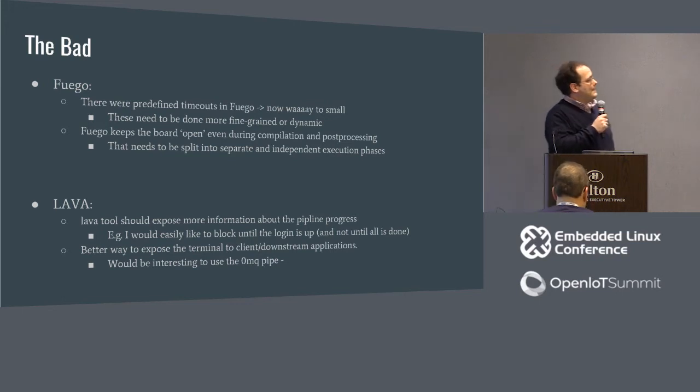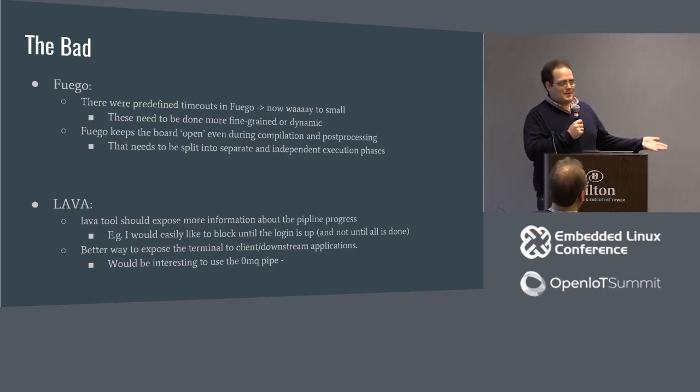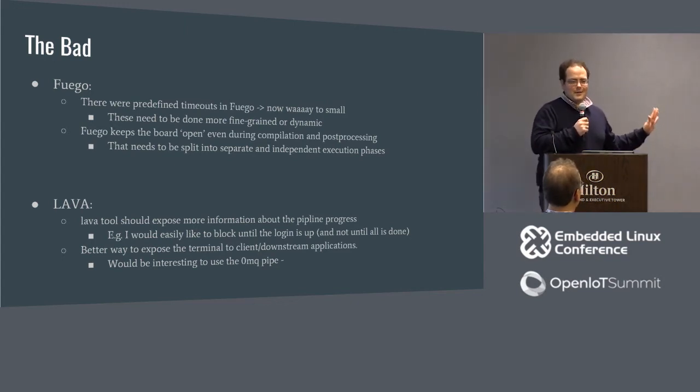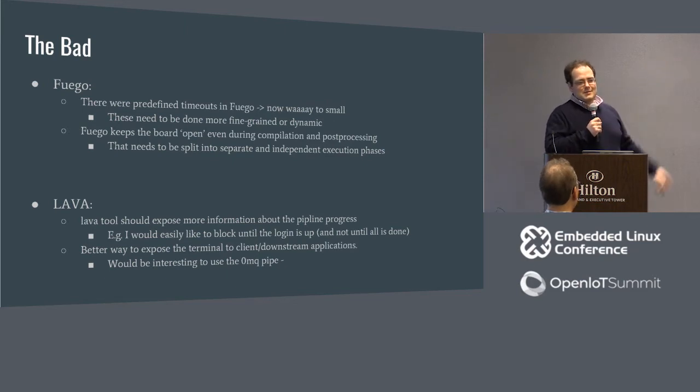The bad: we had predefined timeouts in each Fuego job. And those were, of course, done with the idea in mind that the board is local, the board is up. Now, if I push the setup to another system, Lava in this case has to download the binary files first, so I completely go over any timeouts that we defined as valid here for a local setup.